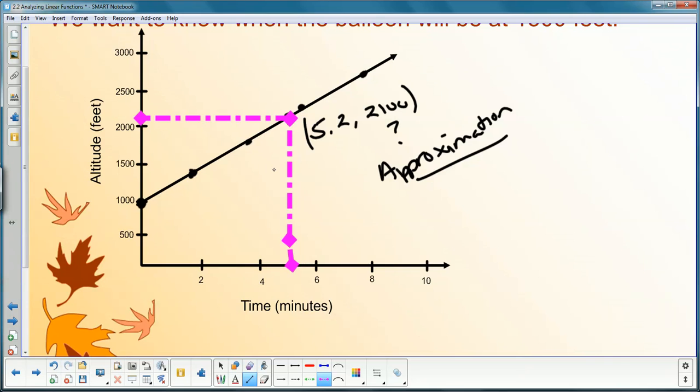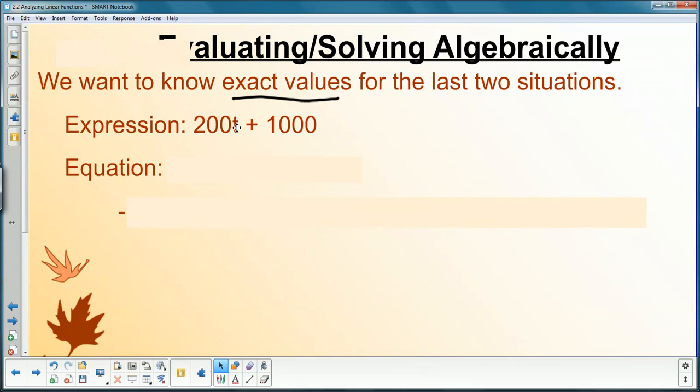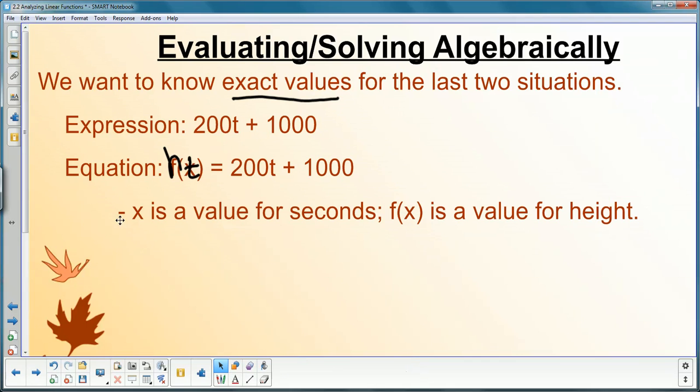Okay? So both the table and the graph gave us an approximate value. Something that will give us an exact value will be an expression, or even better, an equation. Our expression we already said was 200t plus 1,000, which tells us our equation. We should actually have a t here, and we can call this f of t, or I believe I called it earlier h of t. We can use this where t is our value for time, and h of t is a value for height.